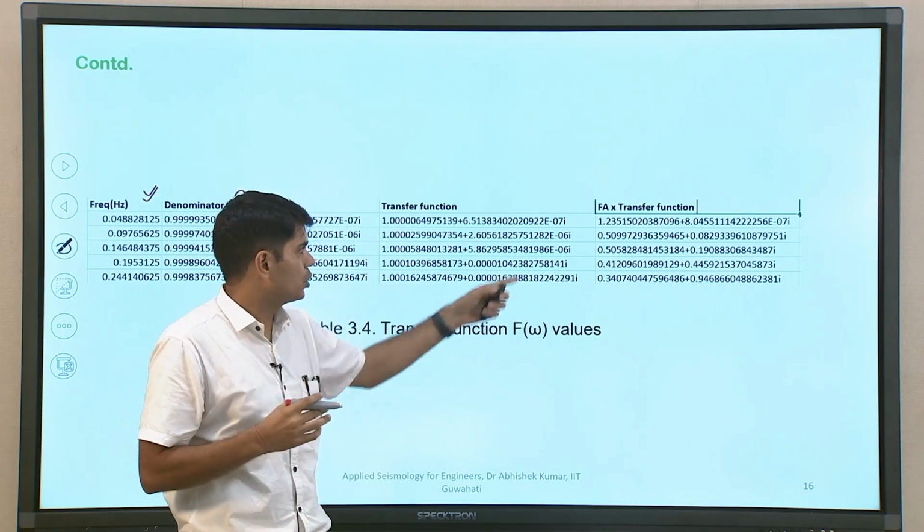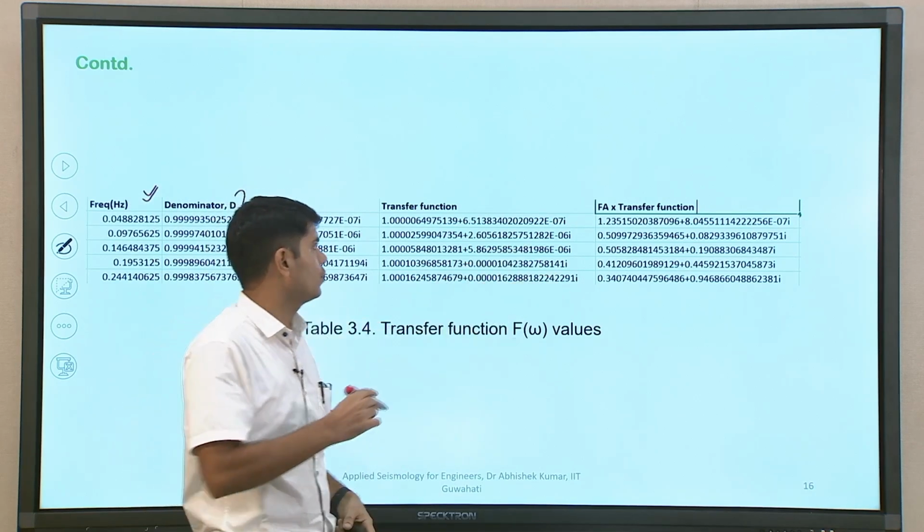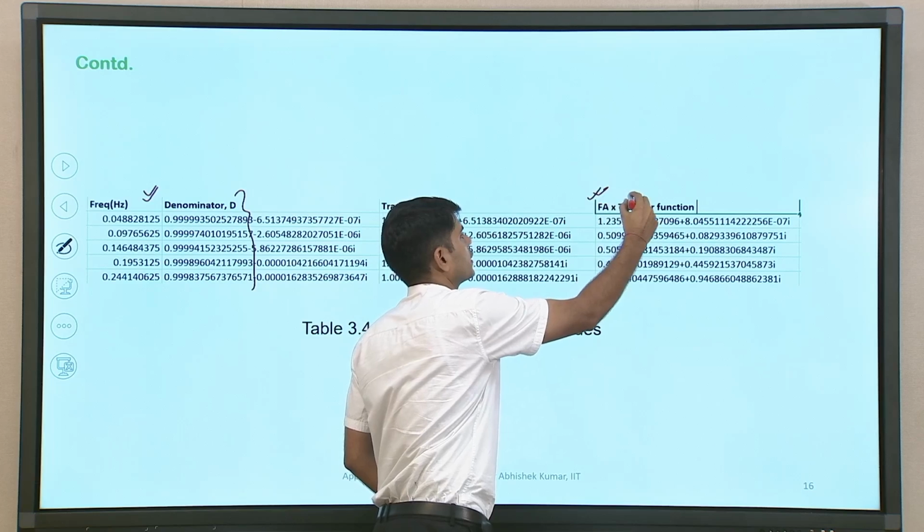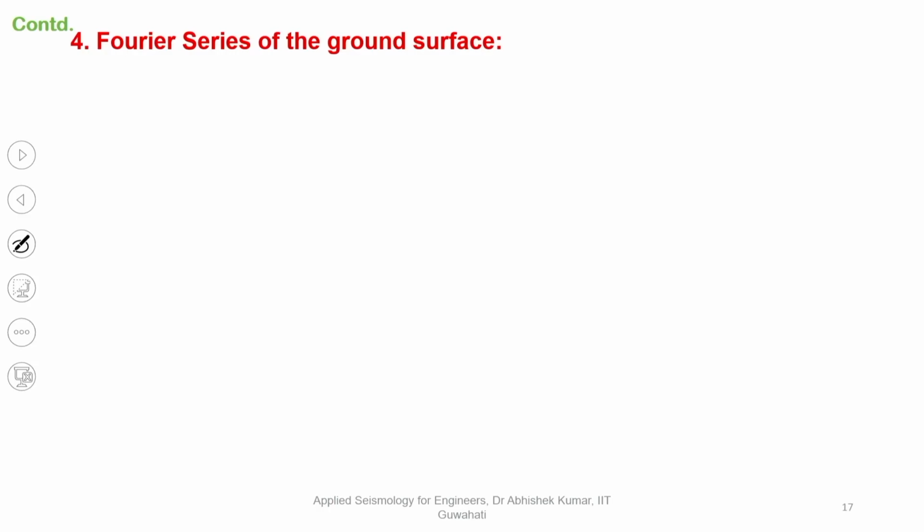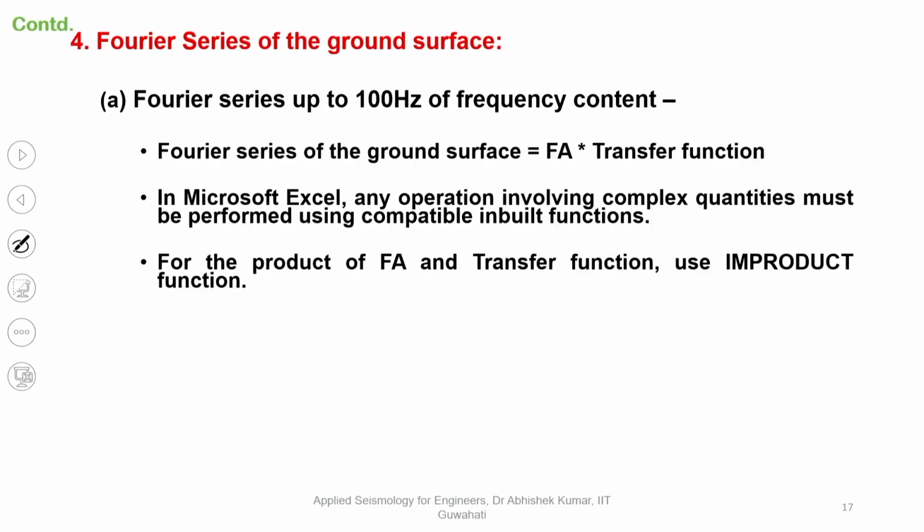That has to be ensured, that an equal number of points you estimate for Fourier amplitude as well as for the transfer function. Then Fourier amplitude at the ground surface will be a product of Fourier amplitude at the base multiplied by the transfer function, you will get the Fourier amplitude at the surface, which is given over here. So, you can use any function which is giving you the complex product of transfer function and the Fourier amplitude spectra, that you can do using IMPRODUCT because every time there is a complex function because of damping ratio involved in your input parameter.